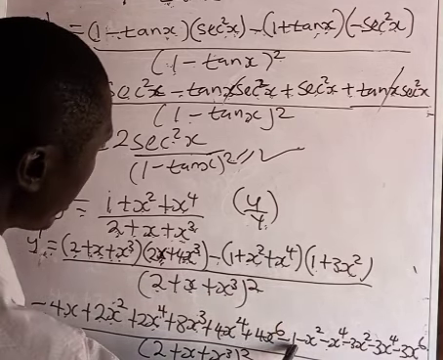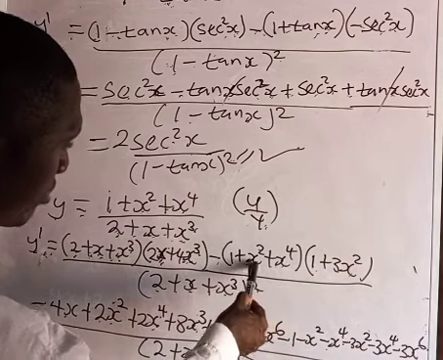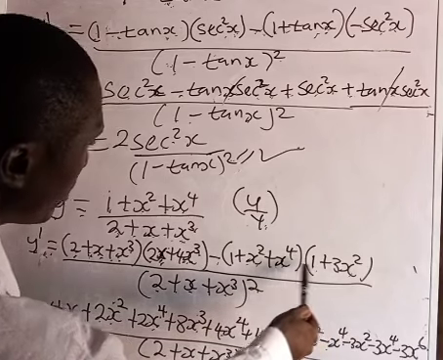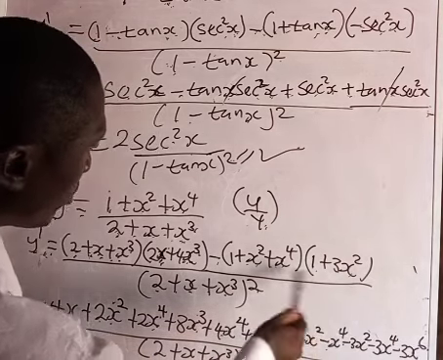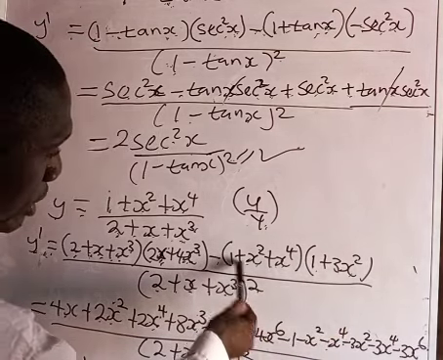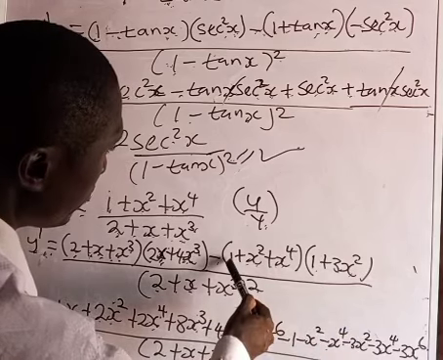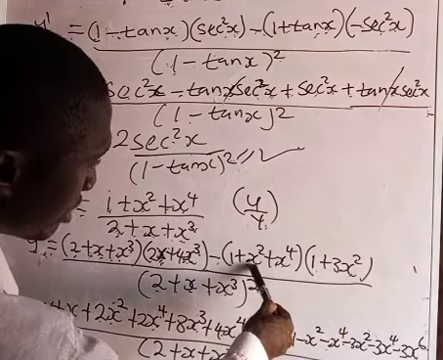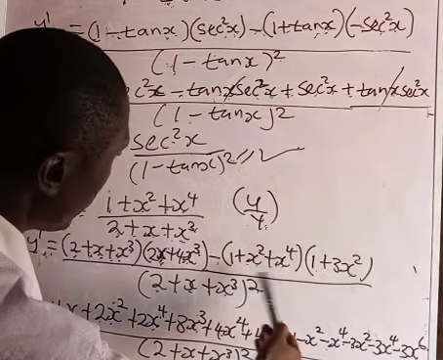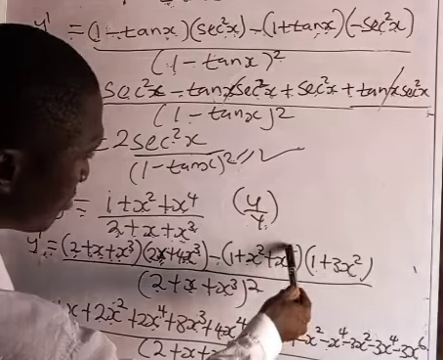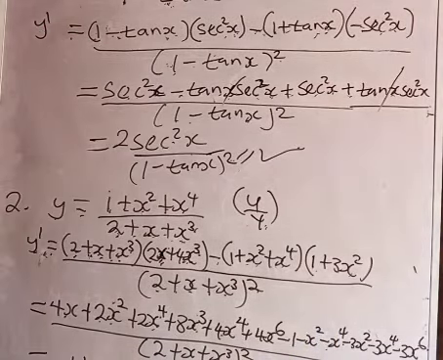Minus 1 times 1, we have minus 1. We have 1 times minus x squared, we have minus x squared. We have 1 times minus x raised to the power 4, we have minus x raised to the power 4. We have 3x squared times minus 1, that's minus 3x squared. And 3x squared times minus x squared, that gives us minus 3x raised to the power 4. And of course, 3x squared times minus x raised to the power 4 gives us minus 3x raised to the power 6, of course, and then all over 2 plus x raised to the power 3 all squared.